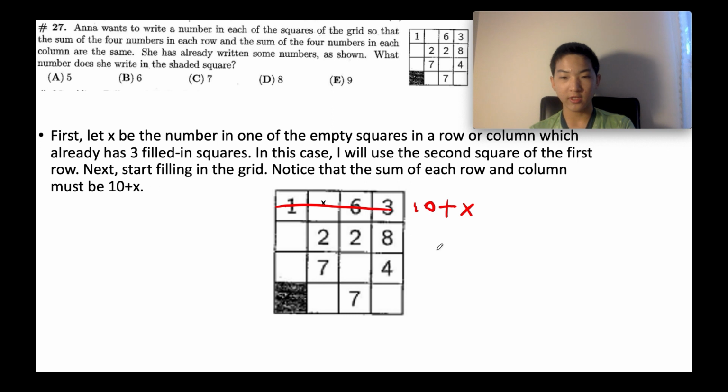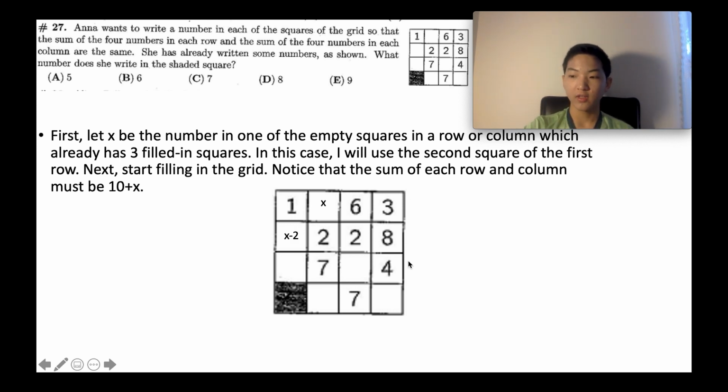So from here, we can continue filling it in, knowing that the sum of each row must be 10 plus x. So here we have x minus 2, because then the sum of this row will be 10 plus x. So now we can also fill in this column, because this square must be x minus 5 in order for the sum of this column to be 10 plus x. And then in order for this row to be equal to 10 plus x, we know that this square must be 4.